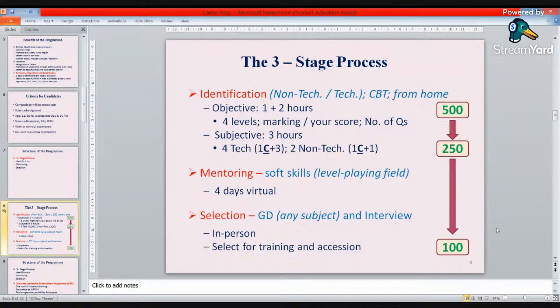Questions will be multiple choice, direct questions. For example, what is the capital of India? And the answer is New Delhi. Who is the food regulator of India? FSSAI.